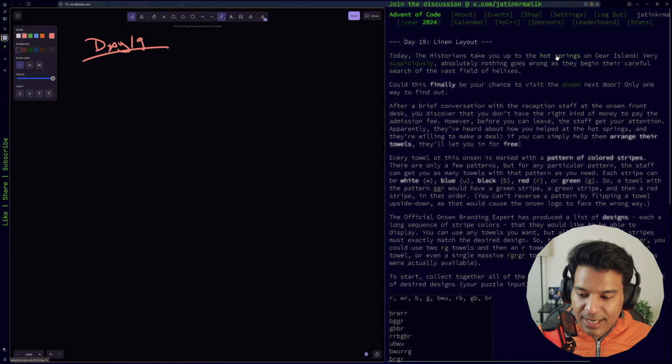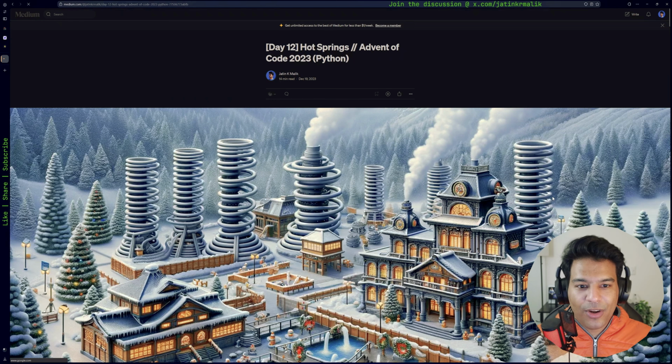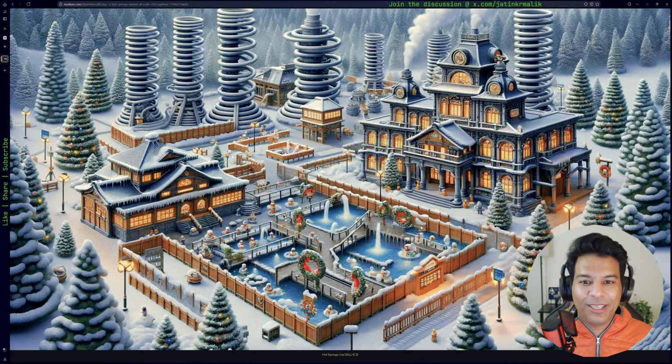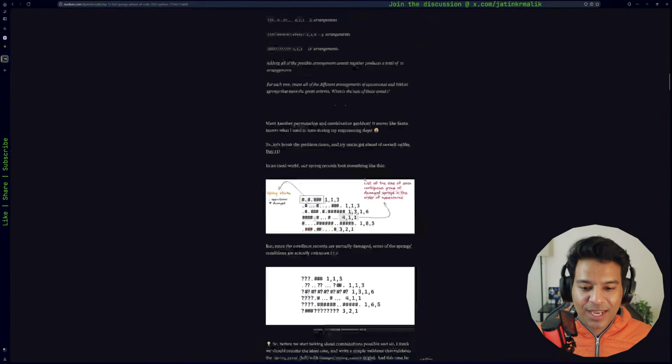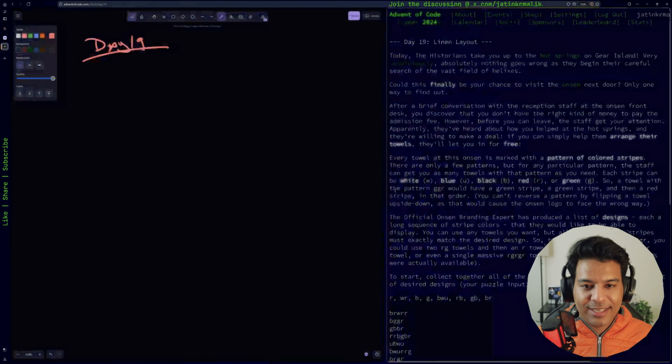Oh, I can see that hot springs is basically a reference to day 12 of 2023. And I remember writing a Medium blog on this, if I'm not wrong. Yeah, I remember this visualization I generated from a very early model of DALL-E. This was a very interesting problem, and I think we are going to see some similarities here.